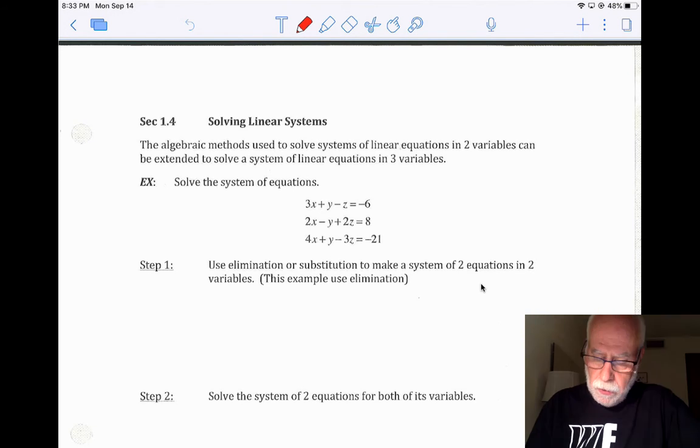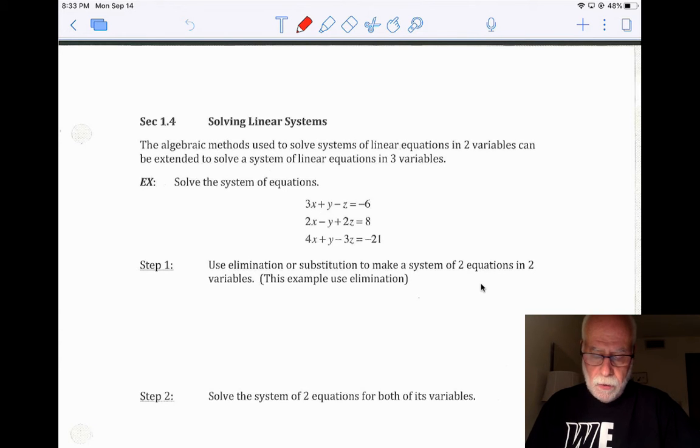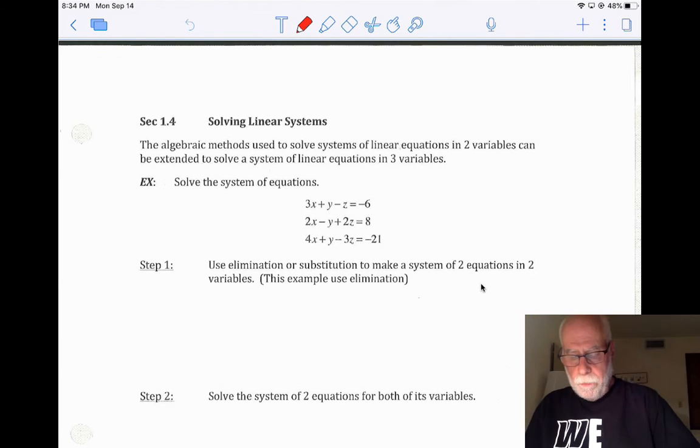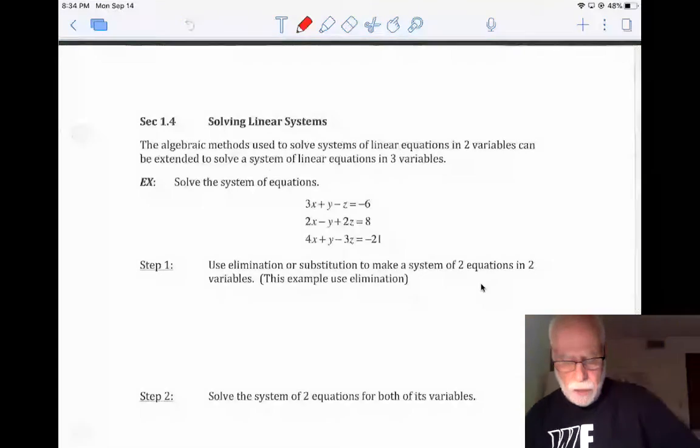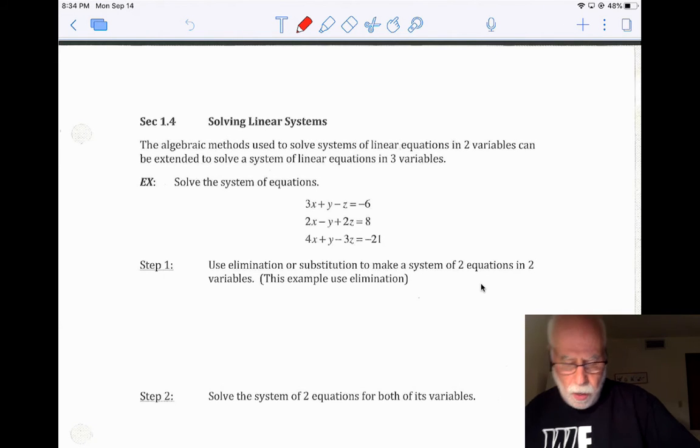The algebraic methods used to solve systems of linear equations in two variables can be extended to solve a system of linear equations in three variables. Example: solve the system of equations 3x plus y minus z is equal to negative 6, 2x minus y plus 2z is equal to 8, and 4x plus y minus 3z is equal to negative 21.